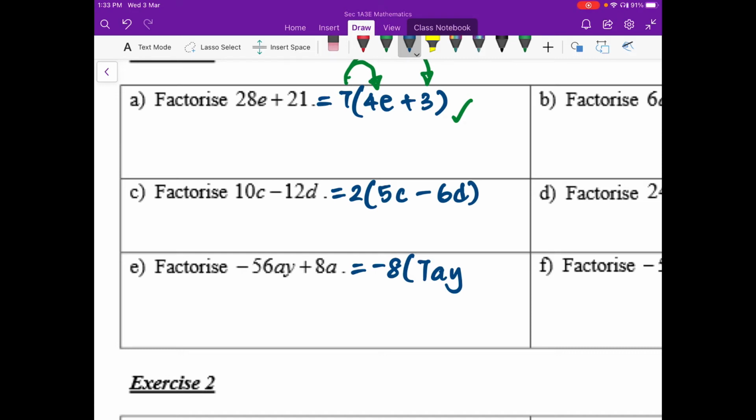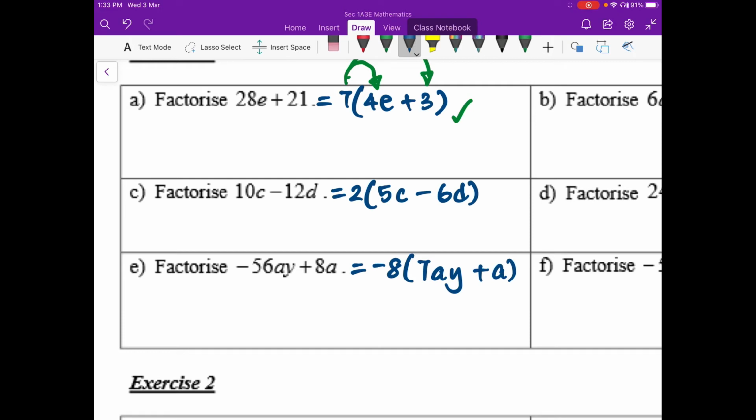8a. Oh, is a also a common factor? Look carefully. Is a also a common factor? Yes, it is. But since you only noticed the negative 8, I'll just carry on with negative 8 first. Since you're all learning, we'll see how to factorize further later on. So after I factorize out negative 8, I have 7ay plus a.